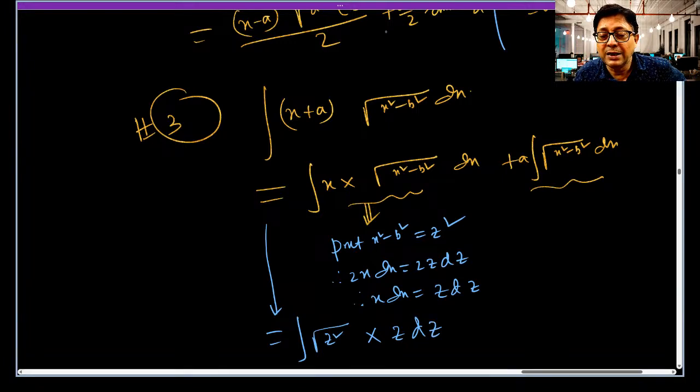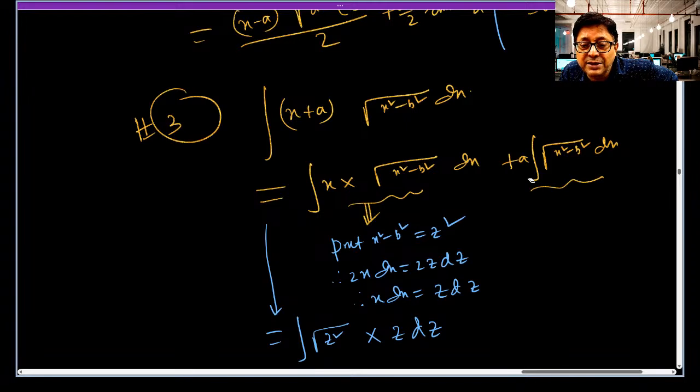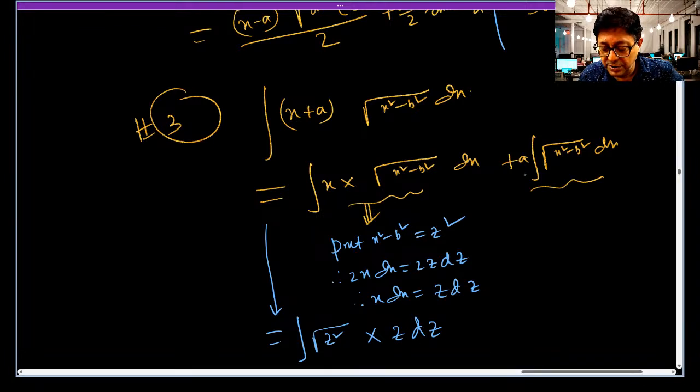Okay, and so let us simplify it first. X square minus b square is z square. So z and x dx you will write z dz. X dx I have written. So root over x square minus b square, this I have written first. It's correct. This will be z dz, z cube by 3.